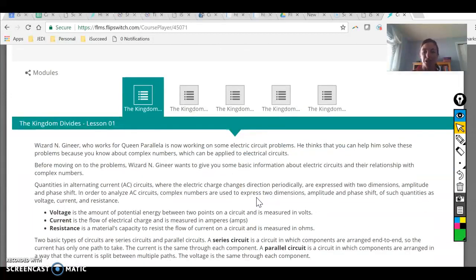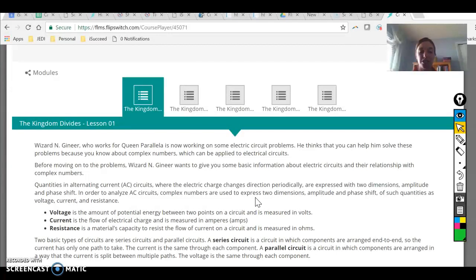Here's the background information, and it'll be the same for all of Unit 1. Wizard Engineer, who works for Queen Parallella, is now working on some electric circuit problems. He thinks you can help him solve these problems because you know about complex numbers, which can be applied to electrical circuits. So before moving on to the problems, Wizard Engineer wants to give you some basic information about electric circuits and their relationship with complex numbers.